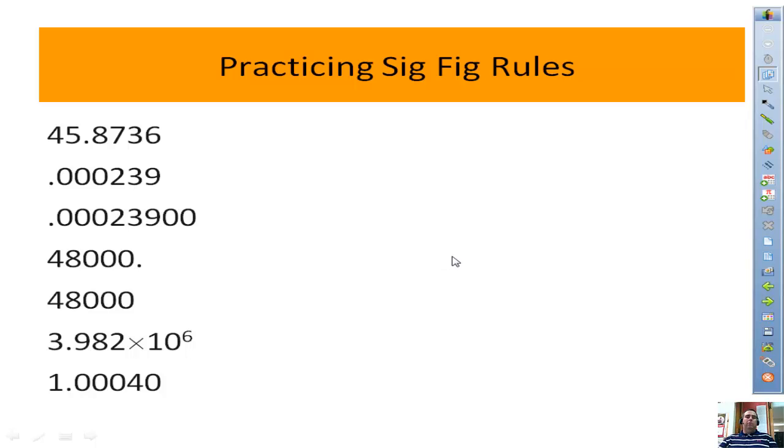Here's what I want you to do. I want you to go through and write down in your notes how many sig figs each of these numbers is going to have. So I've got 2, 4, 6, 7 examples here. Tell me how many sig figs are in each of these numbers.